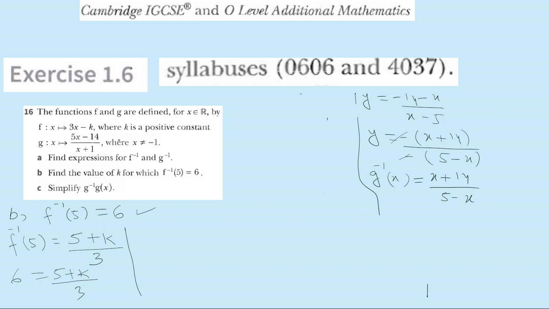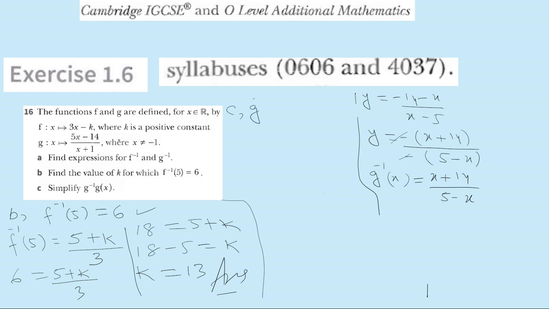3 multiplied by 6, 3 6 is 18, is equal to 5 plus K, and 18 minus 5 is equal to K. K is equal to 18 minus 5, which is 13. This is the answer of part B. Okay, now see part C. What is part C?